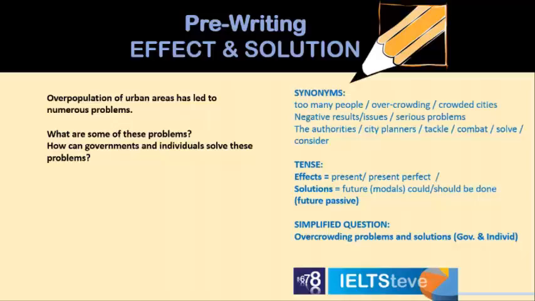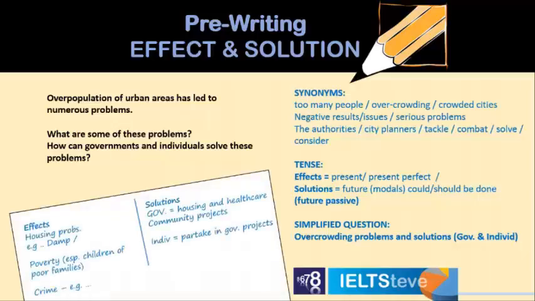So the tense, again, as we've mentioned before, they've written that down. This time it's solutions again. So present for the effects, and then future and modals for the second part of the question. Notice this simplified question coming down there as well. So the ideas, here come their ideas. So we've got effects with the housing problems, poverty, crime, and solutions. If we look at that individual one, that doesn't seem like a very good example. But anyway, that's some examples of notes there as well.